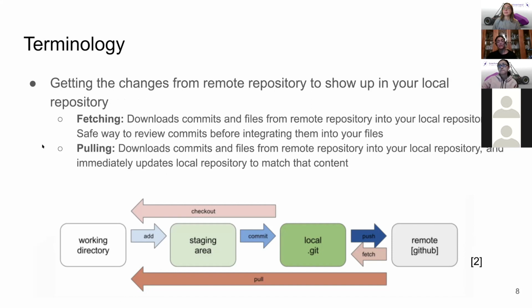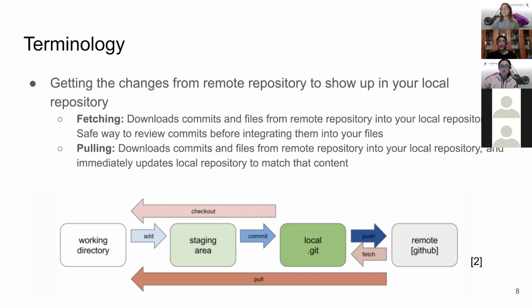Okay. So going in the other direction, from the remote repository to your working directory, we have fetching. Fetching is when you download your commits and files from the remote repository to your local repository. This is a safe way to review the commits before actually updating your files. In the picture below, you can see going from your remote Git to your local Git is a fetch.